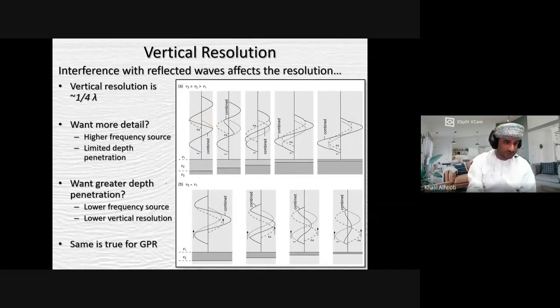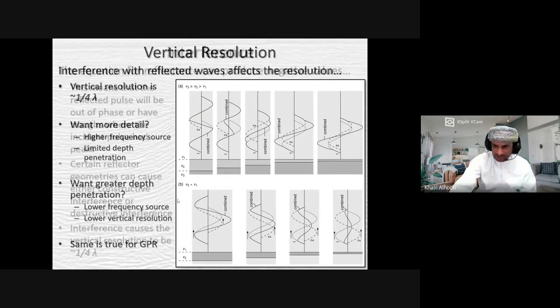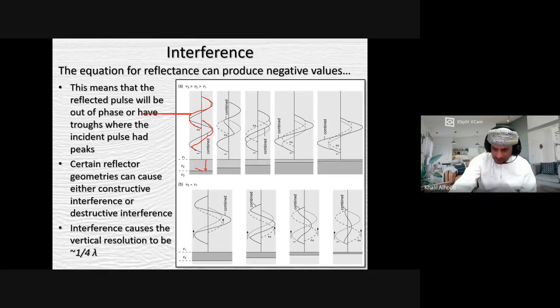I send a higher frequency, because the higher the frequency, the smaller the wavelength. Let's say I want to resolve even 1 meter. Even if I want to resolve a 1 meter thickness of a layer, what should my wavelength be? 4 meters. My wavelength is supposed to be 4 meters.